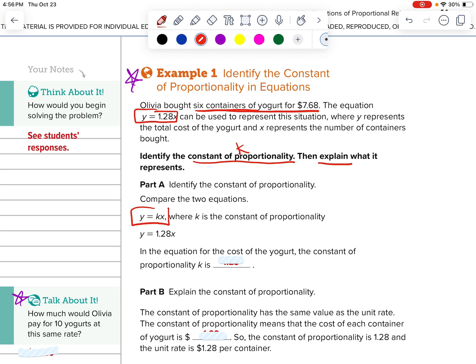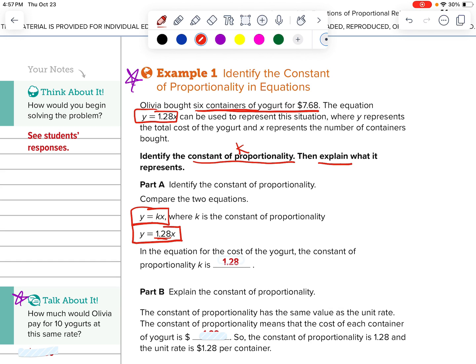Remember, we're looking at y equals kx. We have the one given to us, which is y equals 1.28x. So think about what would be the k. It's actually just going to be the number in front of the x. So my k is 1.28.